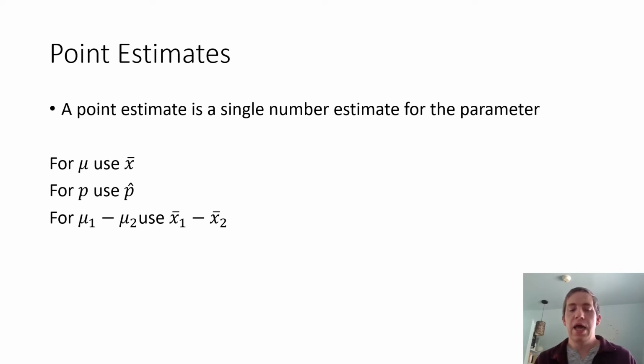And lastly, if I want to look at the difference between means, so if I want to know how much taller men are than women, I could try to estimate that by saying, okay, the population mean of men is mu1, and the population mean of women is mu2. And if I want to make a guess at that, I can use the sample average: take a sample of men and take their average, take a sample of women and take their average, subtract those two numbers, and that will give me a good estimate for the difference of the actual population means.